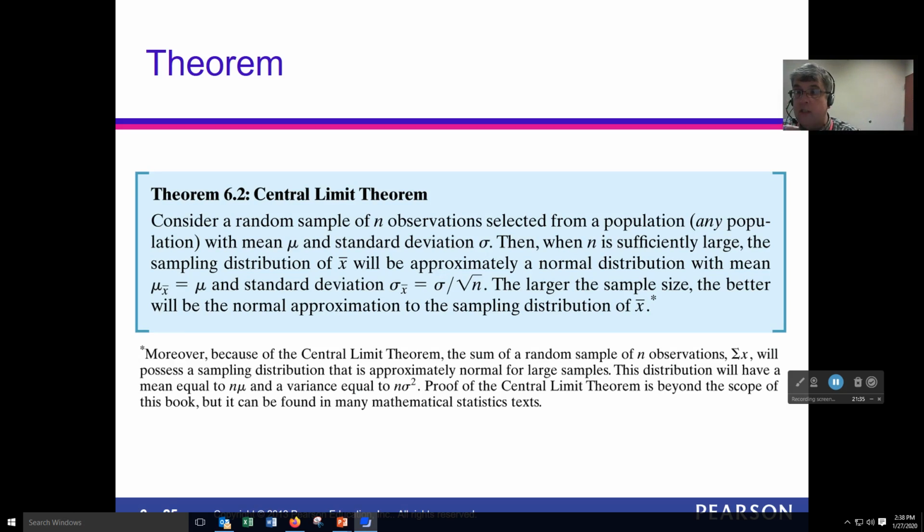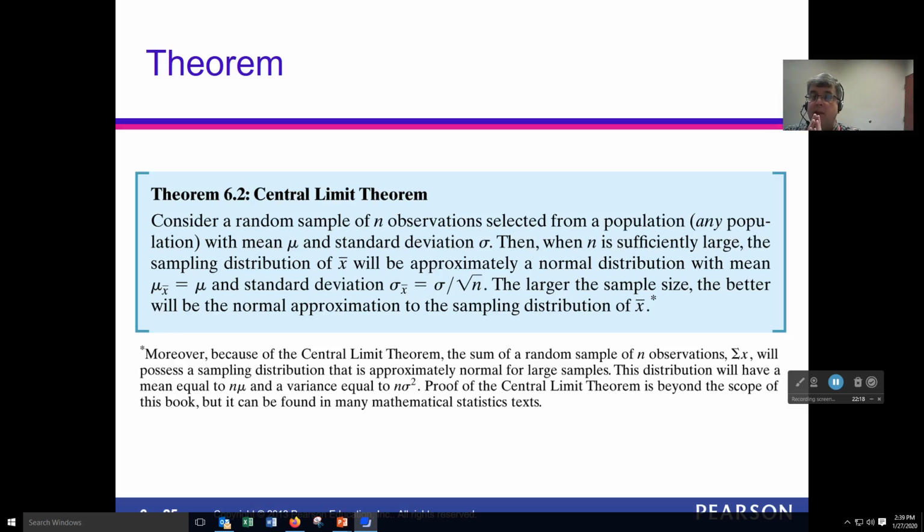If we enlarge our sample enough, then the distribution of the sample means will become a normal distribution with a mean equal to mu and a standard deviation equal to the standard deviation of the population over the square root of n. The larger the sample, the better will be the normal approximation. So the larger the sample size, the better that approximation will be.